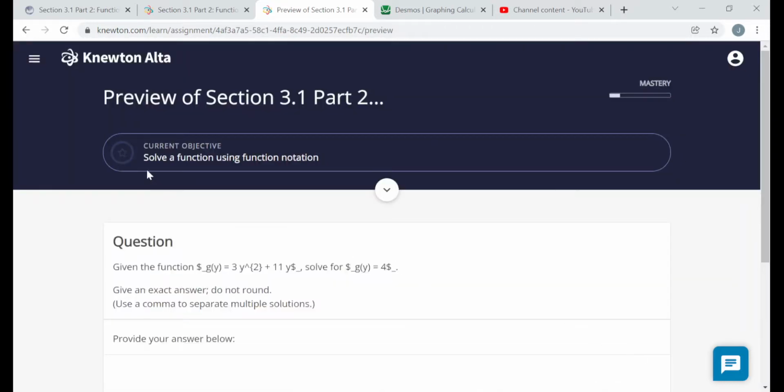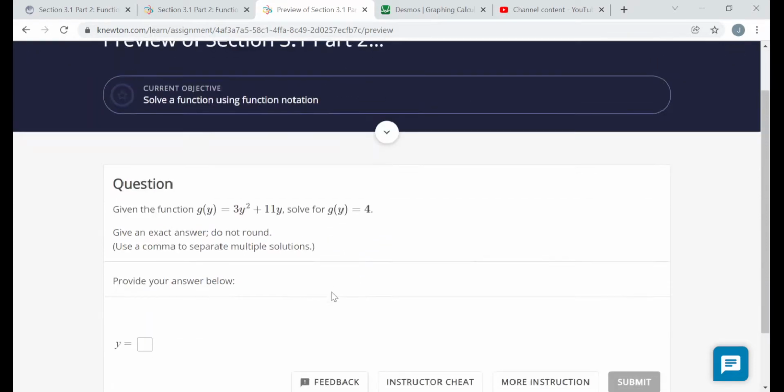All right, so now we're to this other objective: solve a function using function notation. All right, so here the input. Now I know it's going to be confusing sometimes, but they're using different letters, I think, just to try to trip you up. But just pay attention. See, we're given a function called g. All right, the name of the function is g, and it's g of y. So here, the input variable is called y, and the output is g of y.